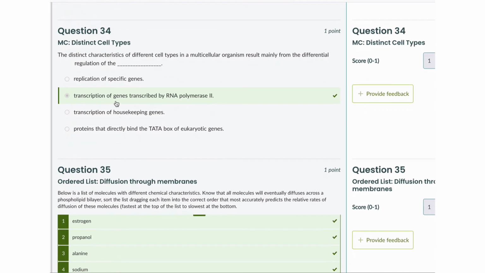Question 34. The distinct characteristics of different cell types in multicellular organisms mainly result from the differential regulation of gene expression, as transcription of genes that are transcribed. Of course, these are protein coding genes transcribed by RNA polymerase II.